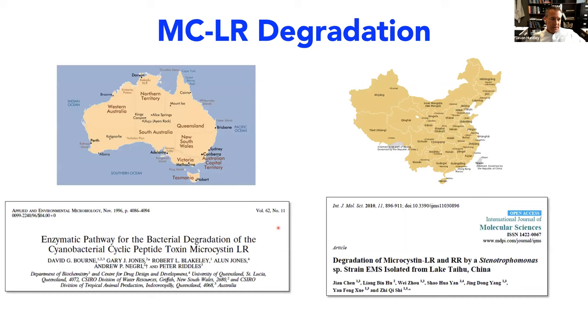So we did find, I mean, there are papers from Australia in 1996 where the Australians isolated a bacteria from a harmful algal bloom river, and they found that it degraded microcystin-LR. The Chinese had done the same thing. This is from 2010. You can find papers from Brazil, other countries. But the one stark contrast is that, to our knowledge, there's no use of bacteria right now in water filtration, or those enzymes. So obviously there are some gaps or some hurdles that have to be overcome.